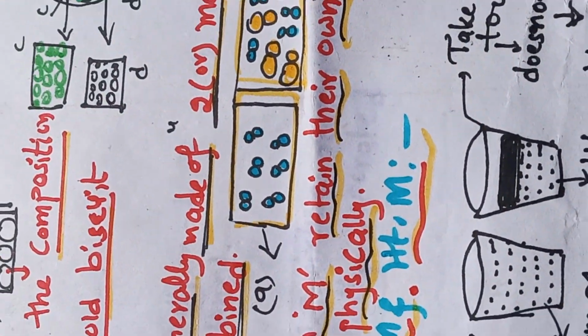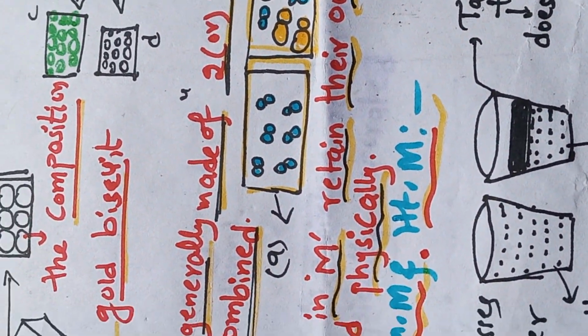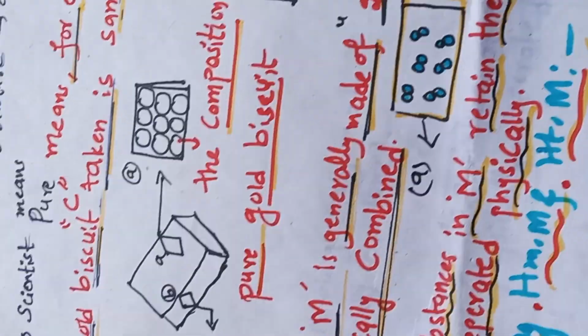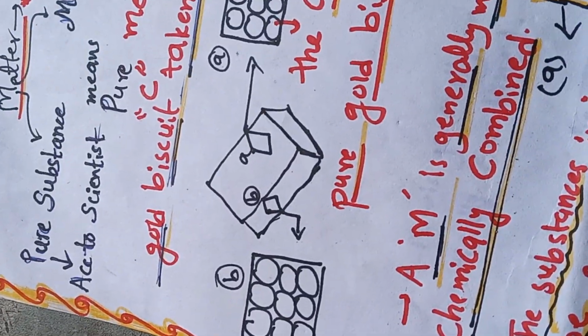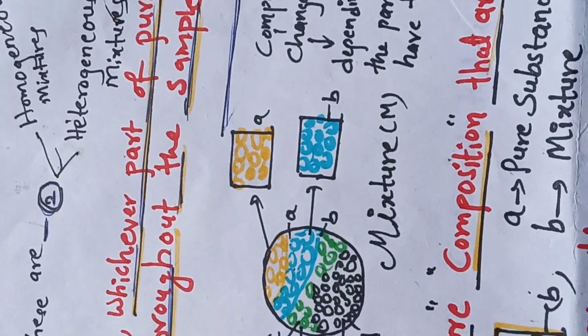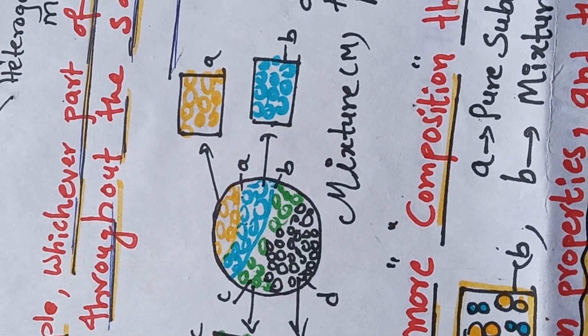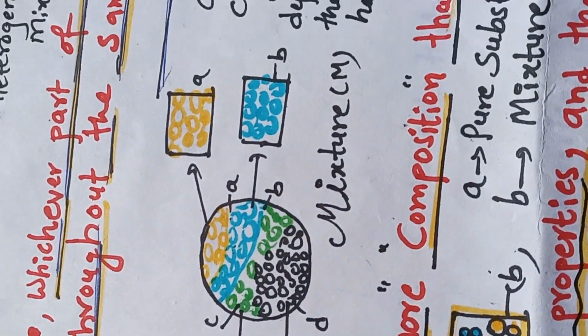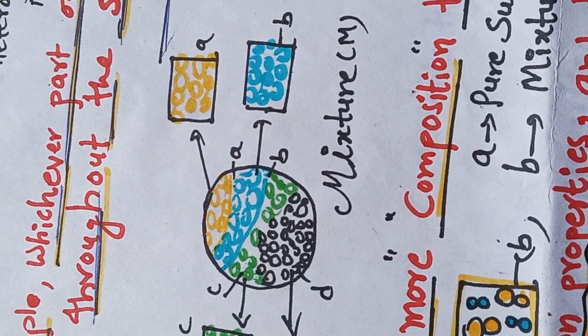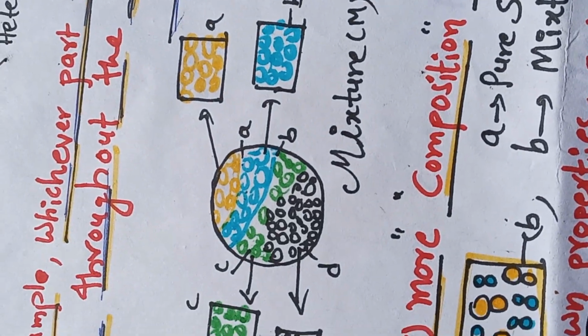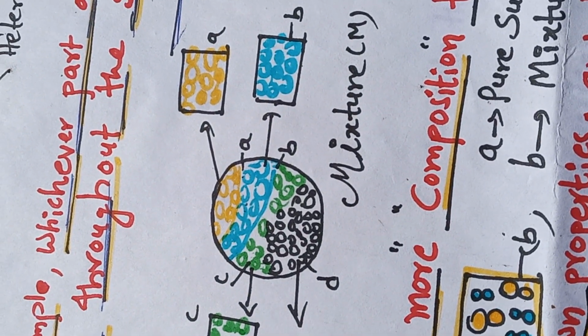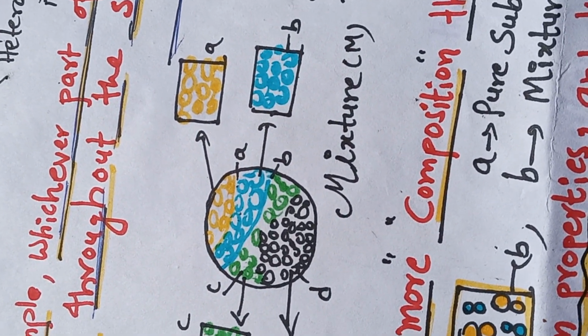So this is the definition. Pure substance means it has only one composition. There is no change in the composition throughout the sample. But in a mixture, there is a difference in the composition, and two or more components will be there. That is a mixture. In a mixture, there is no chemical bonding between the components. We can separate them by physical methods.